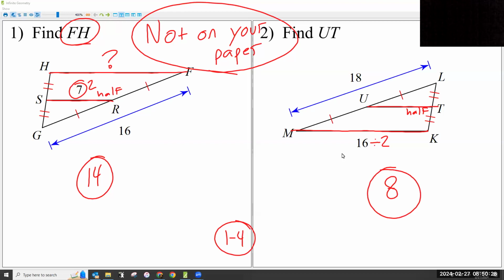So on your first four problems, it's either going to ask you about the little one or the big one. But the little one's half of the big one, or the big one's double the small.